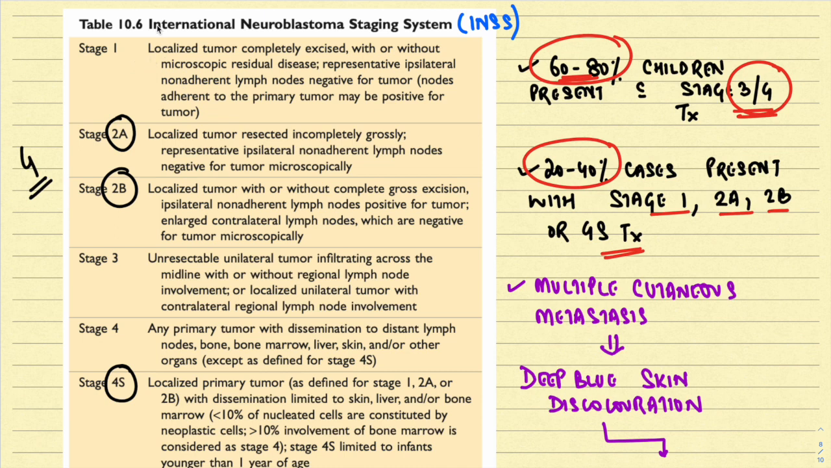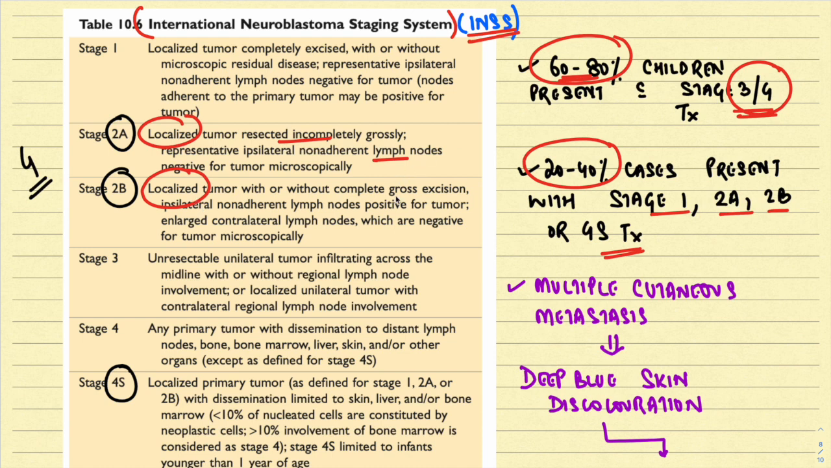The staging is given by the International Neuroblastoma Staging System, that is the INSS system. So a stage 1 tumor is one which can be completely removed, and the same-sided lymph nodes are negative for the tumor. A stage 2 tumor is when the tumor is localized and can be resected incompletely grossly. So from the eyes you can make out that some part of the tumor has not been removed. Plus over here the same-sided lymph nodes are negative for the tumor. In stage 2B, again there is a localized tumor, which may or may not be completely removed.